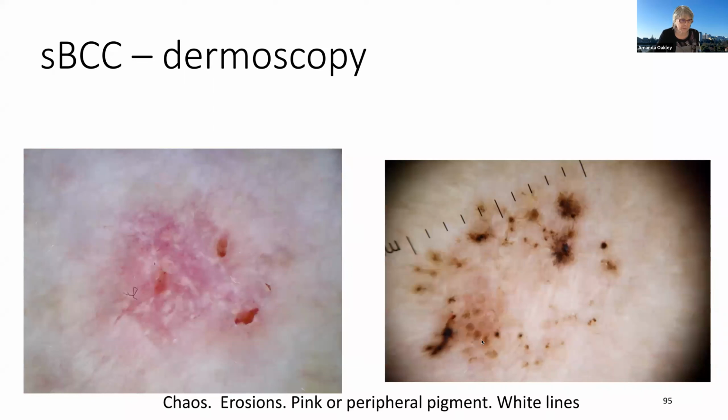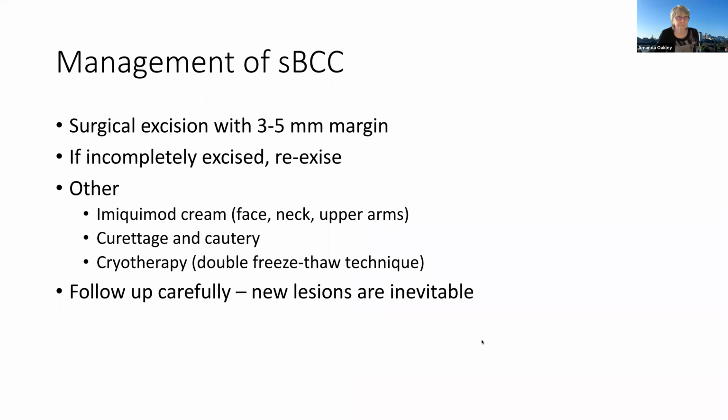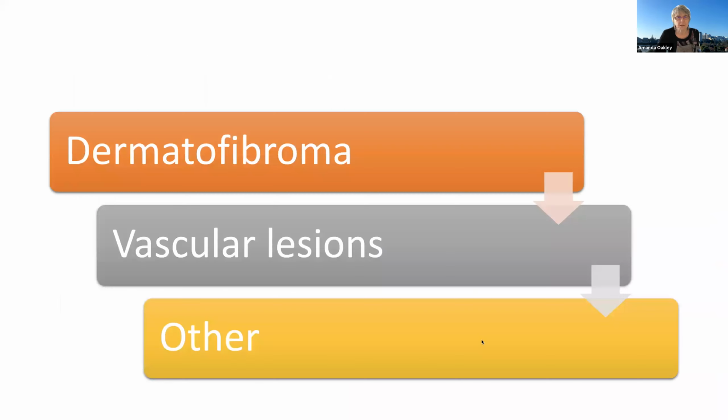On dermoscopy, we may see ulceration and erosion. We may see pink with short lines, and we can often see white structure on polarized dermoscopy. In a pigmented superficial basal cell carcinoma, we'll still see erosions. The pigment tends to be peripheral, and white lines can be prominent on polarized dermoscopy. We cut them out too, but we do have some other options for small superficial basal cell carcinomas, including creams such as imiquimod and cryotherapy. They will get more.